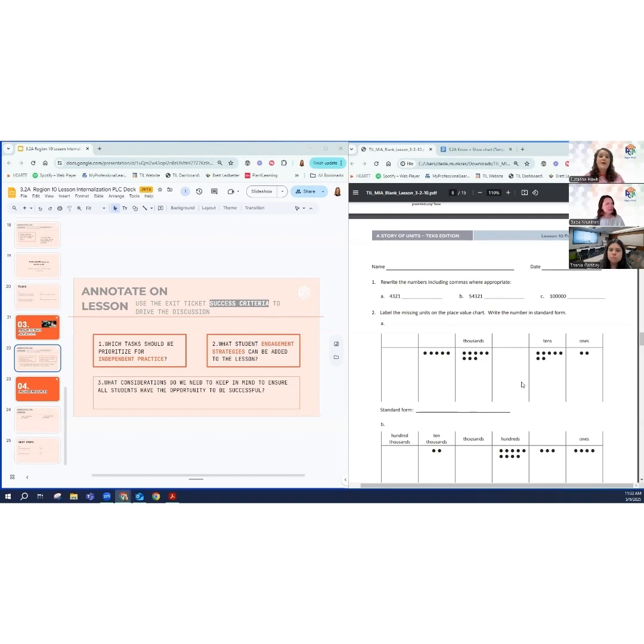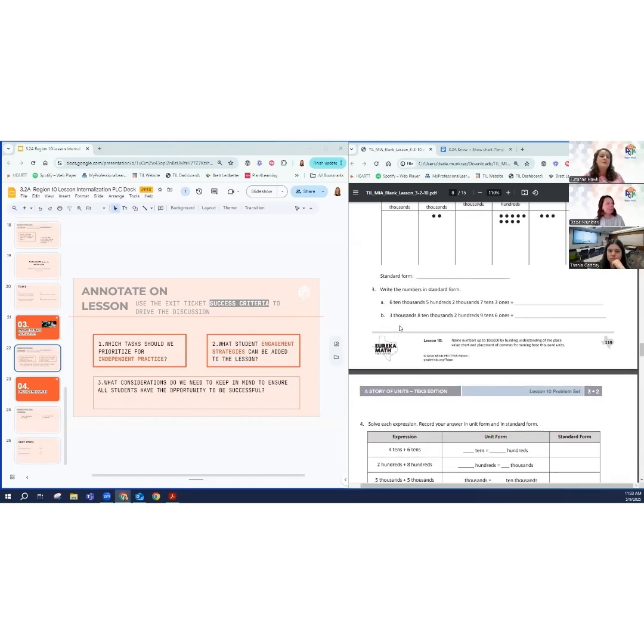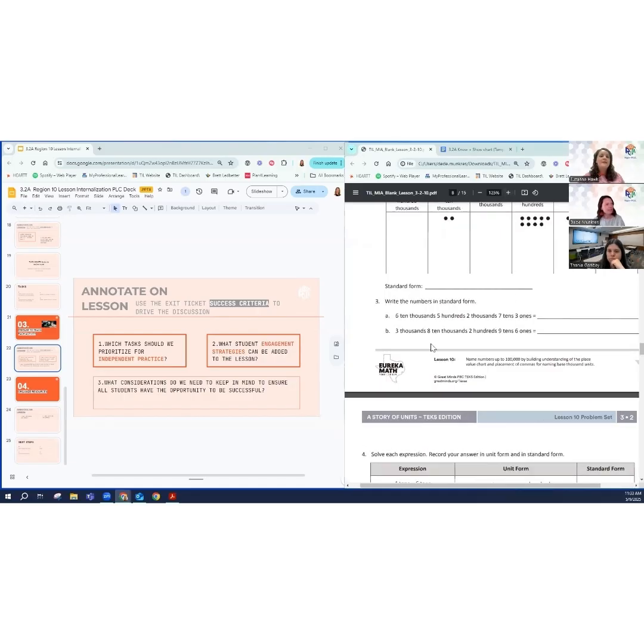I also really like 3A and 3B. I noticed that there are similar questions to this on the release STAAR that we looked at, and it hits success criteria 1 through 3. I think a student struggle that we would want to be aware of is if students miss the correct place value order to write the number in standard form. Yes, and definitely this is one that I also think it's important for them to practice.